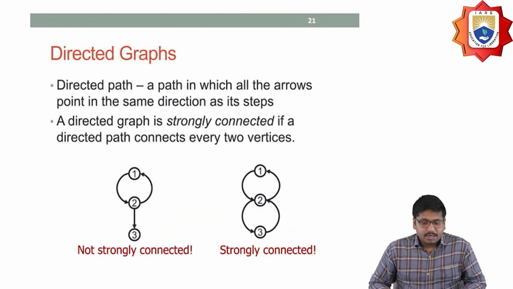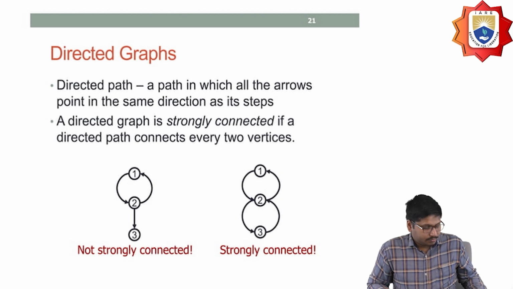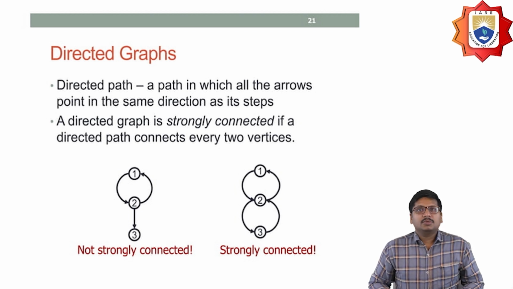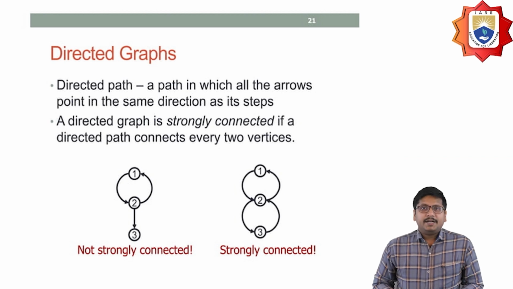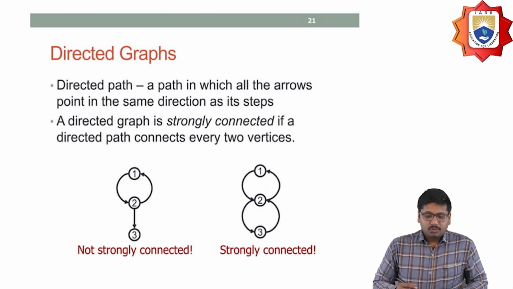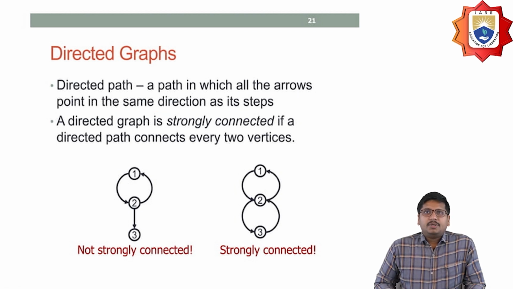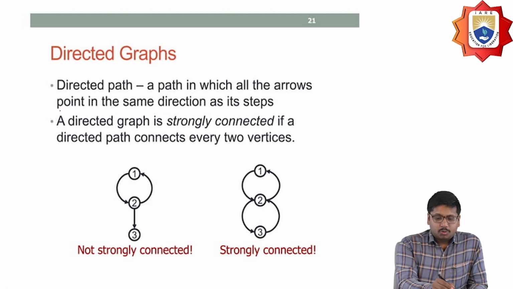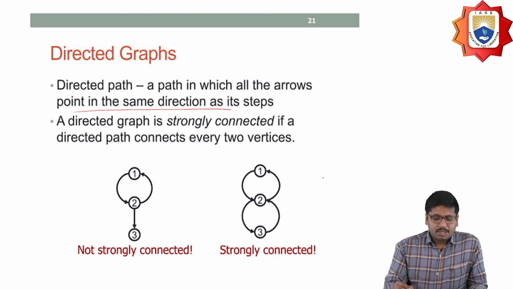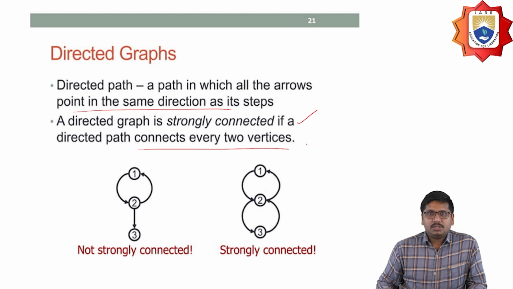So what is a directed graph here? A directed path is nothing but a path in which all the arrows point in the same direction. And this directed graph is strongly connected if a directed path connects each and every two vertices.